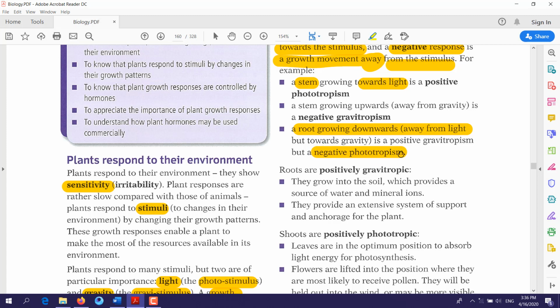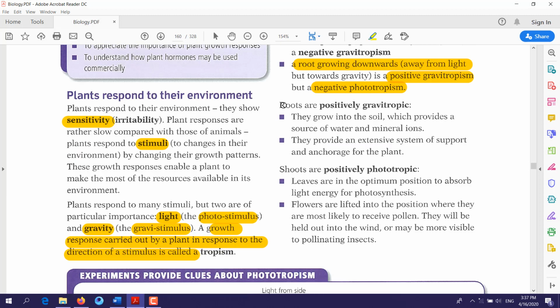Why negative phototropism? Because the roots, as we know, grow away from light. They go deep into the soil. So it's growing away from light, and in this case we call it negative phototropism. But if we talk about gravity, we will see that roots grow in the direction of gravity. So here it will be positive gravitropism.